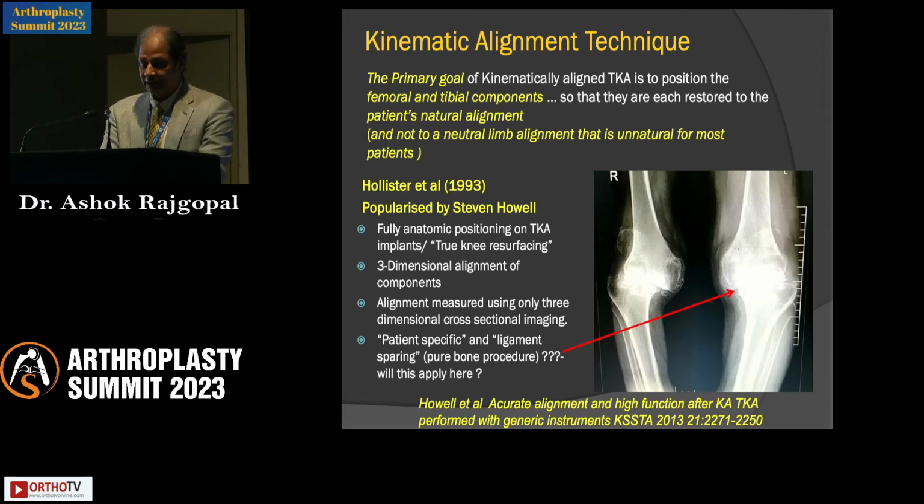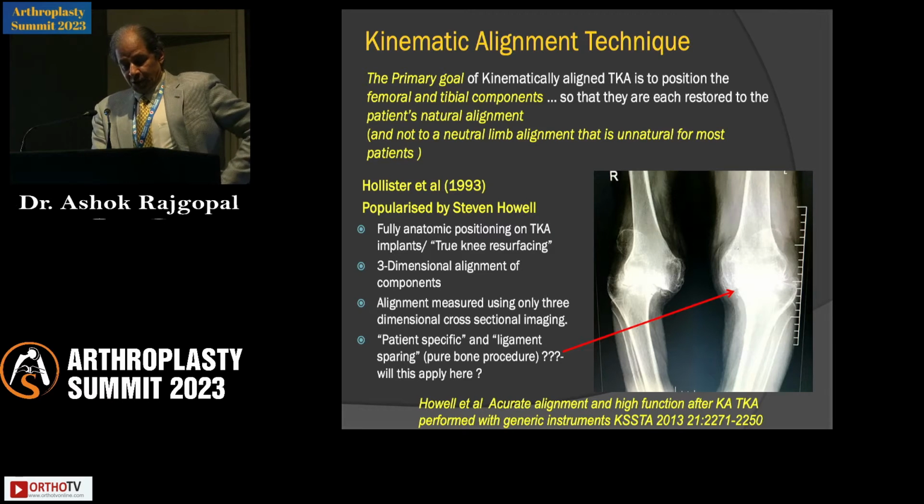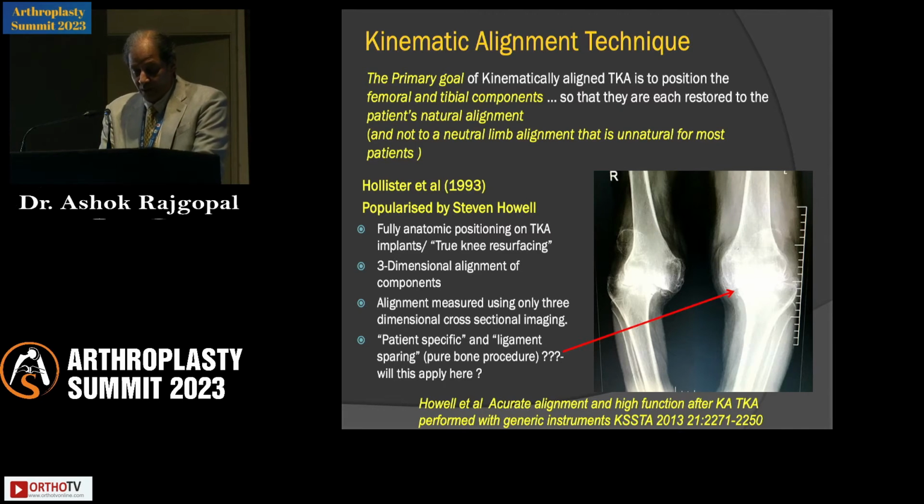And then we have the kinematically aligned knee, where the primary goal is to position the femoral and tibial components so that they restore the patient's own neutral alignment, and not a neutral alignment that is unnatural for most of our patients. This was contrary to what we all know. This is not Stephen Howell; it was described much earlier by Ed Hollister. It was popularized by Stephen Howell, who put forward this anatomical concept of true knee resurfacing and talked about a patient-specific and ligament-sparing knee.